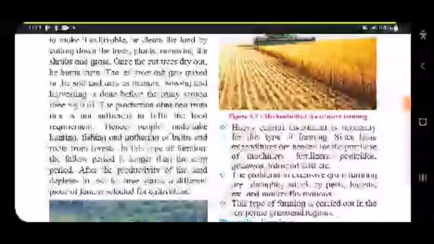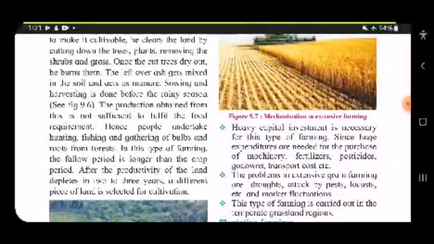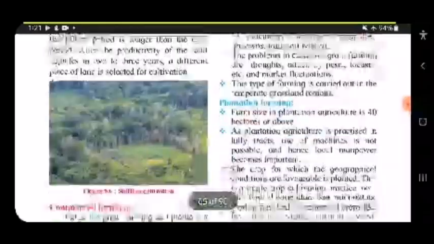Sowing and harvesting is done before the rainy season. The production obtained from this is not sufficient to fulfill the food requirement. Hence, people undertake hunting, fishing, and gathering of bulbs and roots from the forest. In this type of farming, the fallow period is longer than the crop period. After the productivity of the land depletes in 2 to 3 years, a different piece of land is selected for cultivation. As I told you, shifting cultivation is not done in one area. They keep moving and they cultivate in other areas as well.